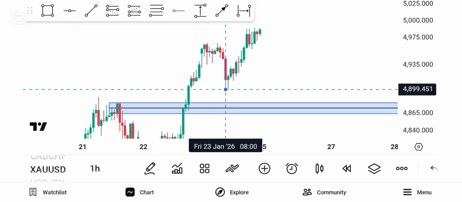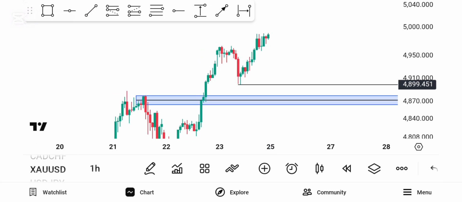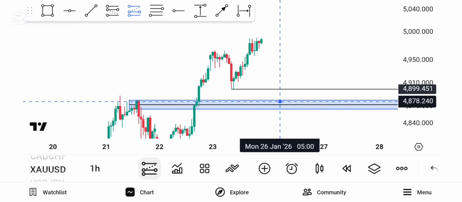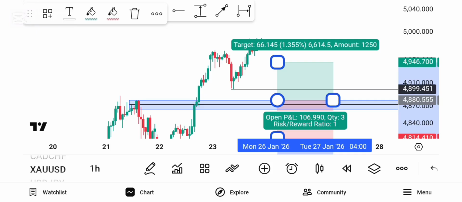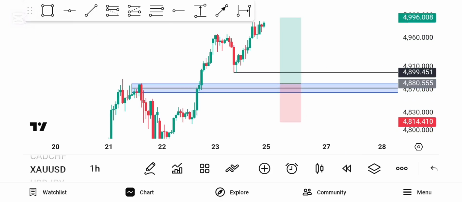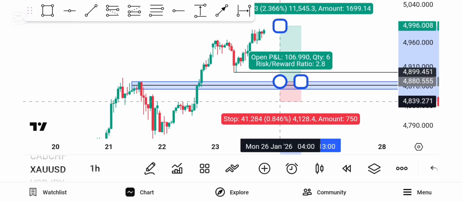After taking out this liquidity next week, I'm expecting a pullback to this breakout block, then a move to the upside. So let me mark the breakout block so you see it clearly. This is my expectation for next week. I'm not going to just trade aggressively. What I'm going to do is this: I'll wait for a confirmation.